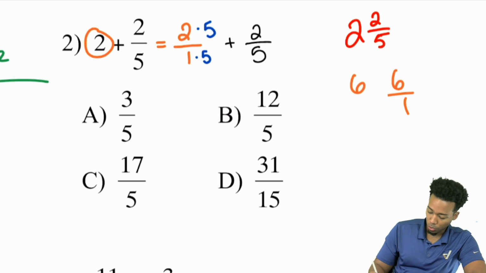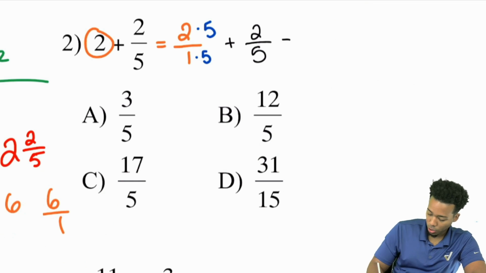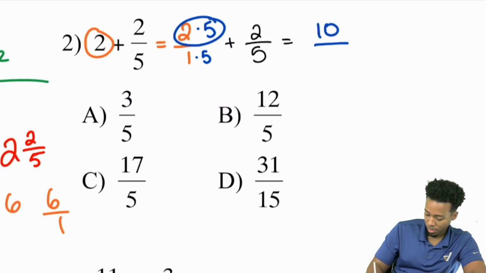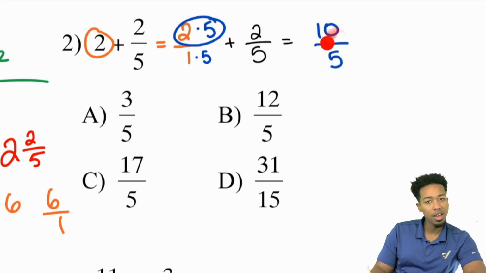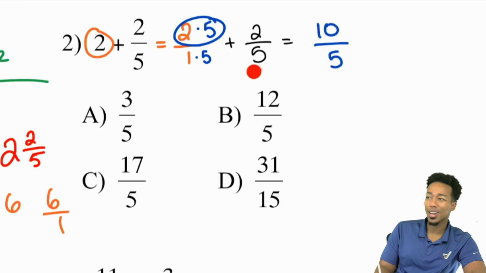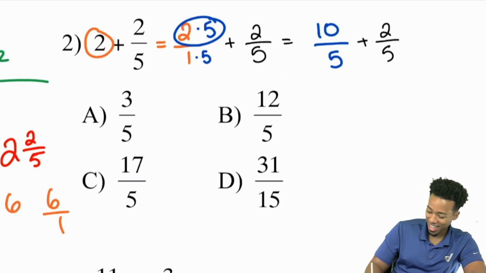Because when you do the math here, 2 multiplied by 5, that's going to be 10. 1 times 5 is 5. Look at this, 10 divided by 5 is 2. It's the same thing. I'm just changing the way it looks so I can add it with this fraction right over there. And so with that, let's add the 2 over 5, nice and easy.